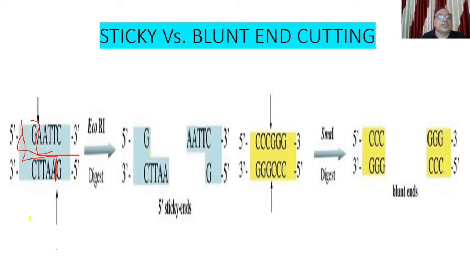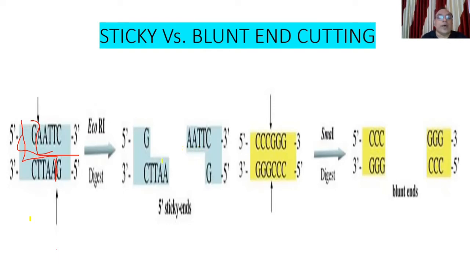So in that sense, since it will stick to its complementary overhang, these ends are called sticky ends. Even when you bring these two together, they will again pair A, T, T. So this type of cutting is known as staggered end cutting, sticky end cutting, whereas this type of cutting is known as blunt end cutting, and this is overhang cutting.